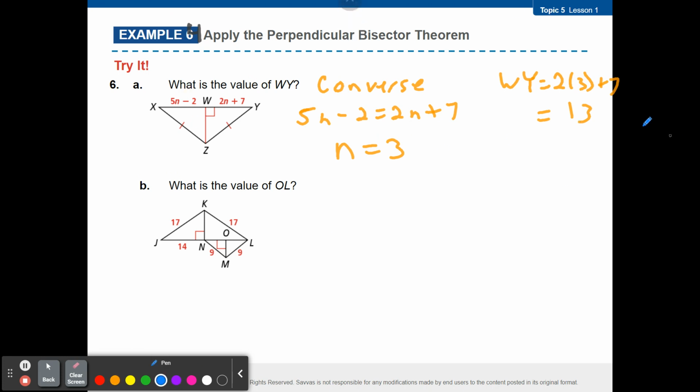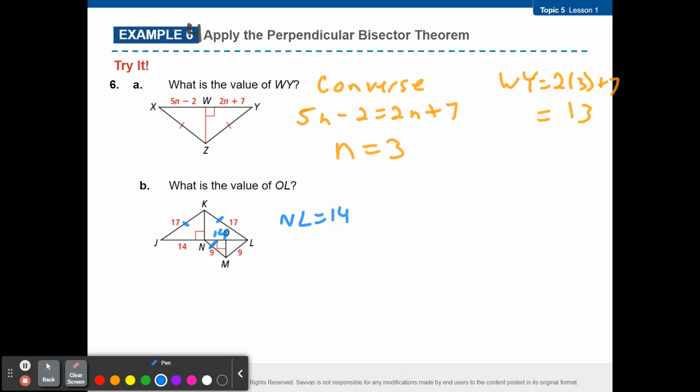So that's a pretty basic example of how this applies. Let's take a look at letter B. Now, if we look at this, we have to look at this as two separate triangles, okay? We see that this side and this side are congruent. So therefore, J to L has to be bisected. So that means NL equals 14.